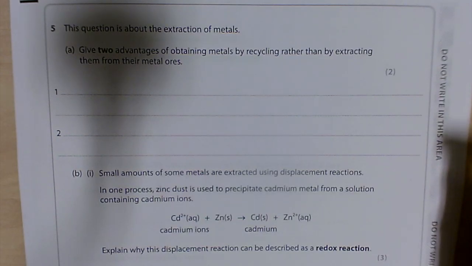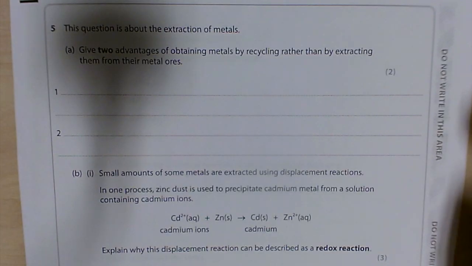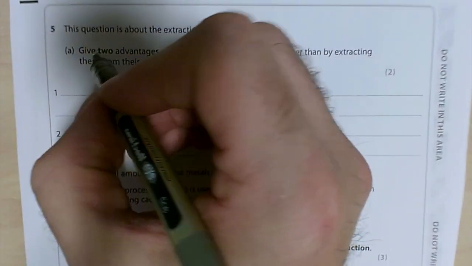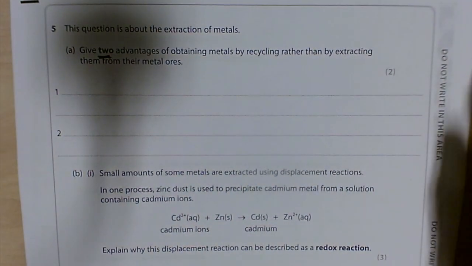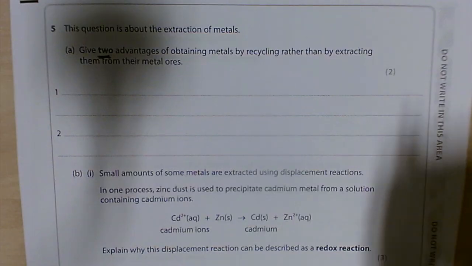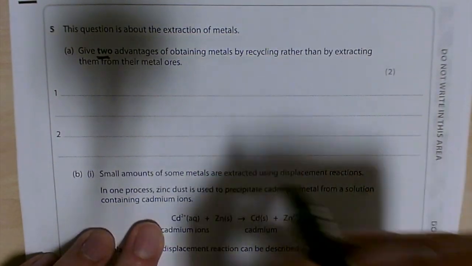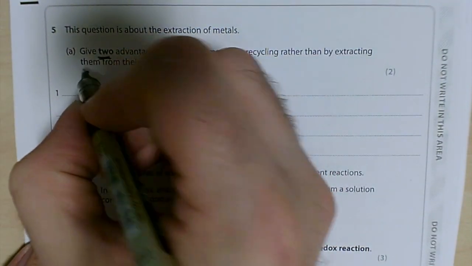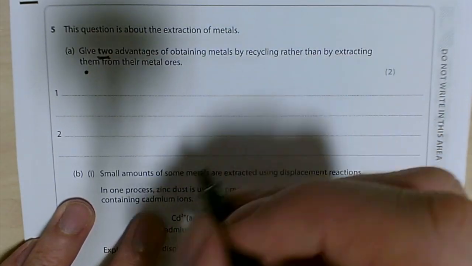Chemistry Higher Paper 2024, question 5. The question here is all about extracting metals. The first thing, give 2 advantages. Again, remember you've got to make 2 points for this, of obtaining metals by recycling rather than by extracting them from their metal ores. There are loads of possible ways to get your marks here. I'll try and squeeze them all into the space for anyone who's making notes.